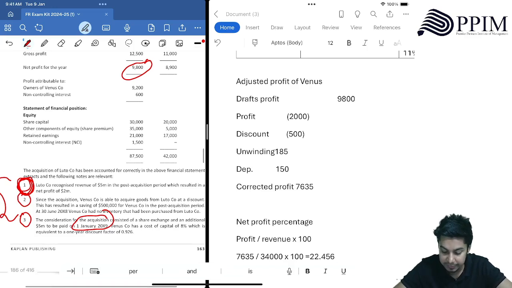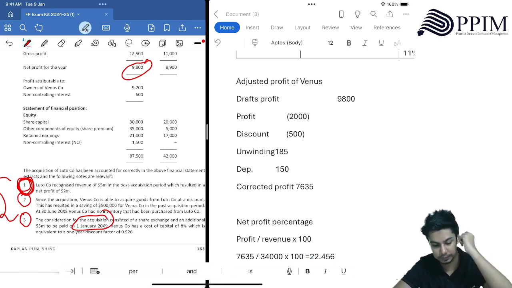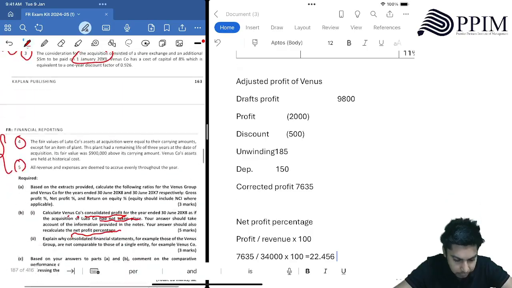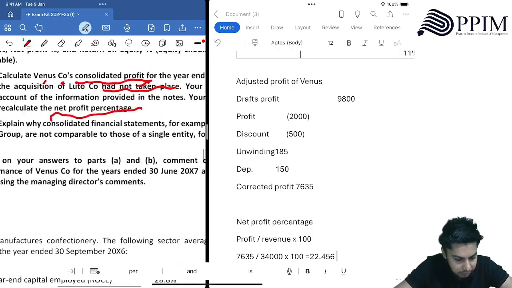Right. So guys, I'm getting the answer as 22.456%. Correct? That has to be the answer. 22.456%. Okay, all good, guys. So with that one, now we have done that part also. Now, guys, let's see what is the next question they're asking from you.